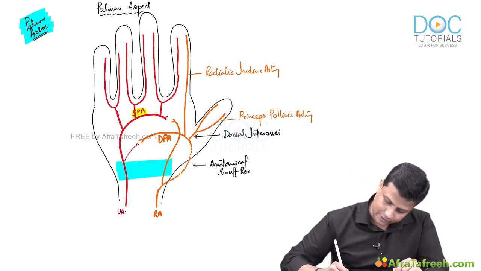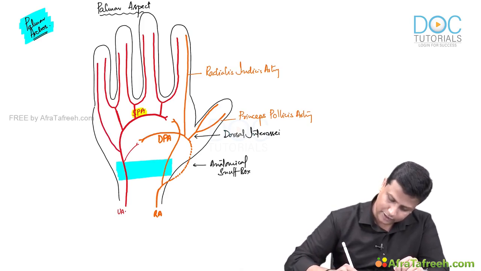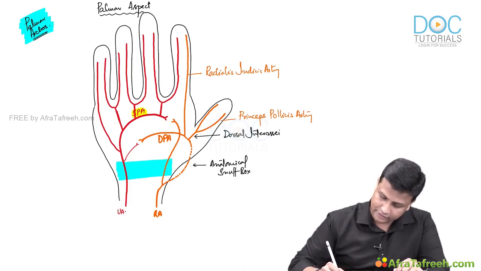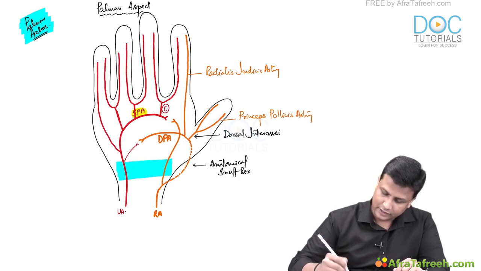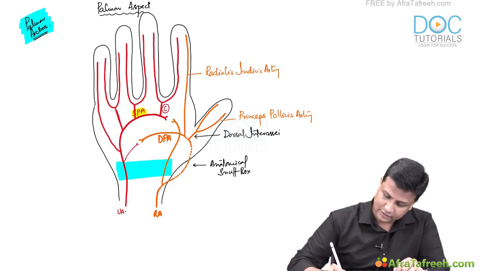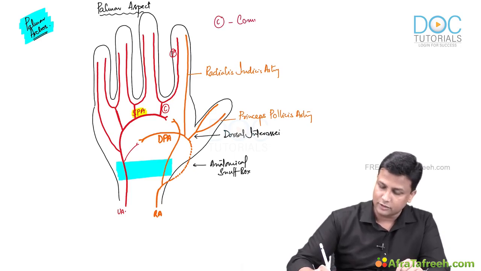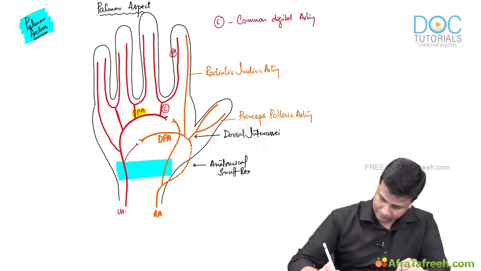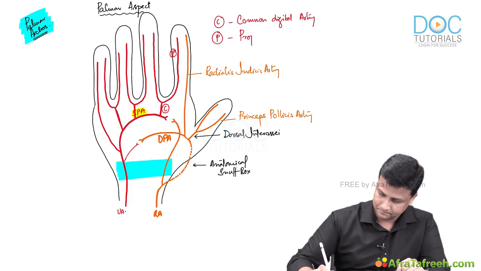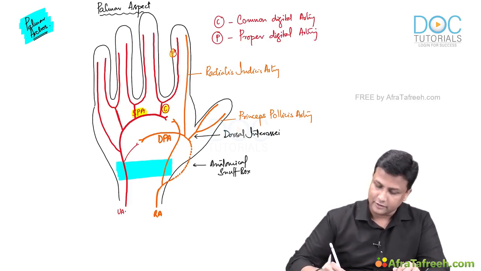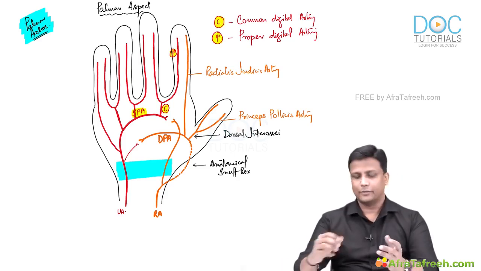And lastly, the ulnar artery will also give a branch over here to the little finger, guys. Understanding? So I'll just write down C here for the common digital artery, this one here, and P for this artery, and that will be the proper digital artery. So what is that C standing for? C stands for the common digital artery, and P stands for the proper digital artery. Perfect. So that is about the common digital and the proper digital artery, guys. So hope it is clear here.